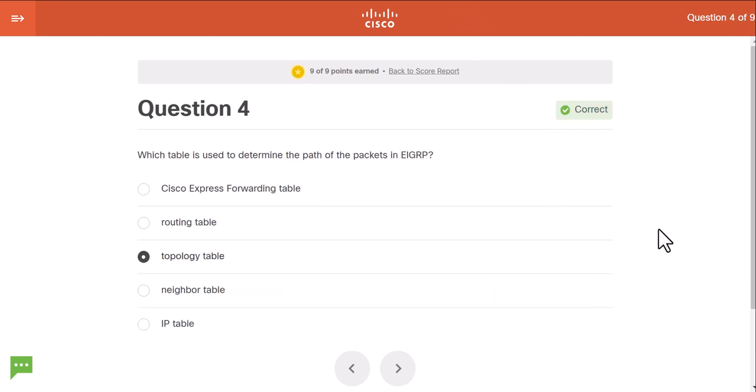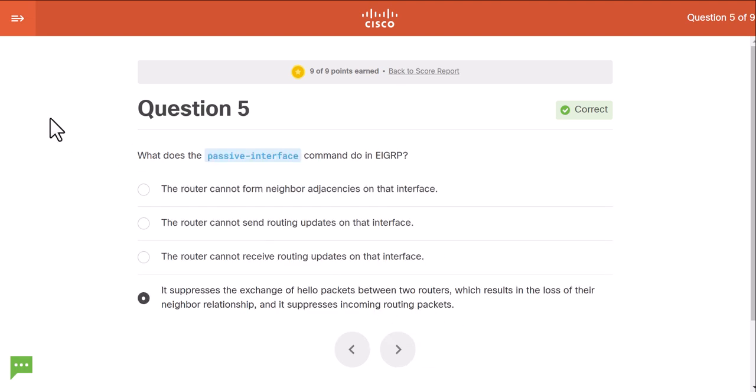Okay, I was right. This is question 4 and the correct answer here is the topology table, because that's where the information is stored on which the router operates to select the best path for packets. And question 5's correct answer is the last one, as I said as well. It suppresses the exchange of hello packets between 2 routers, which results in the loss of their neighbor relationship, and it suppresses incoming routing packets.